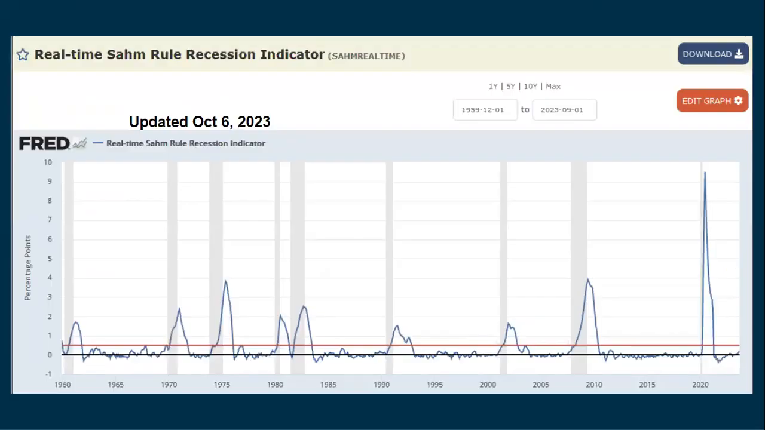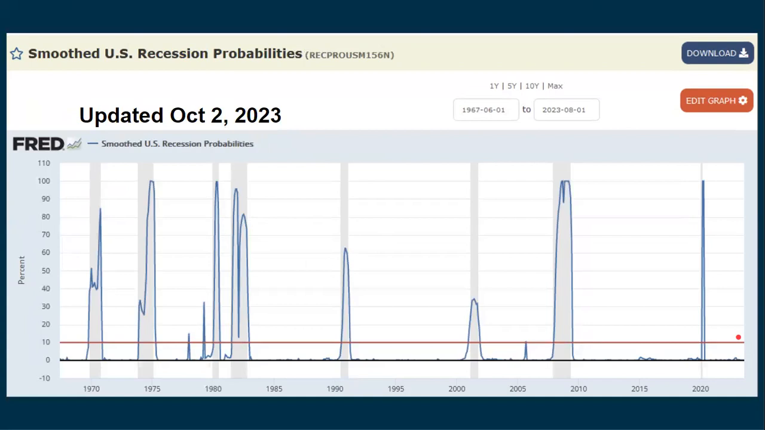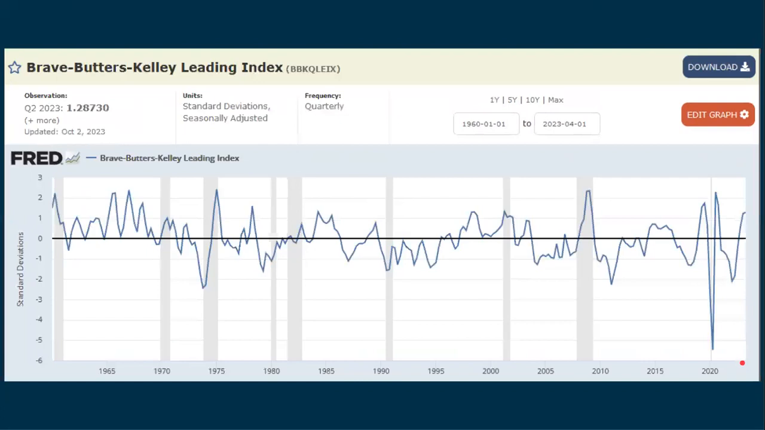We did get an update here recently with the real-time Sahm Rule recession indicator. We're not real concerned right now because we're above the black line, but when we really freak out is when we start to go above the red line. We also have an update of the smoothed U.S. recession probabilities. The same thing is true here. When we get up to the red line, that's when we're really concerned. We're just down at the black line currently.